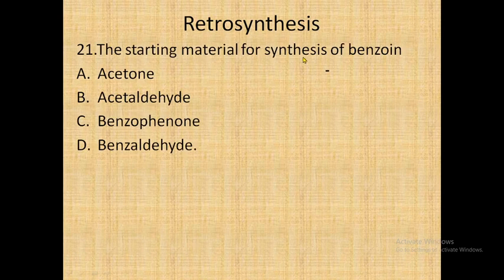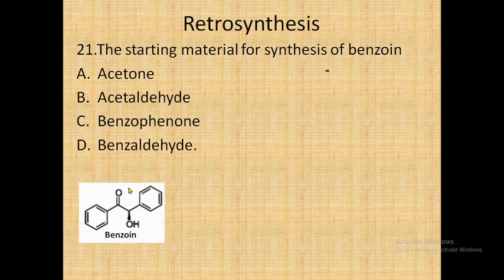Next question is, the starting material for synthesis of benzoin is what? Option A is acetone, option B acetaldehyde, option C benzophenone, option D benzaldehyde. So let's find out which option is correct. The structure of benzoin is this. It contains an alpha hydroxy carbonyl functional group. If you are doing the retrosynthesis of this, you will get synthons which contain a benzene ring. So options A and B will not be the answer. Our answer should be in C and D, both containing that benzene ring.